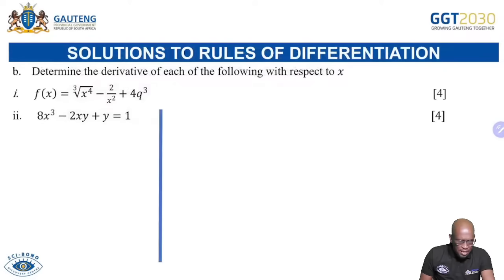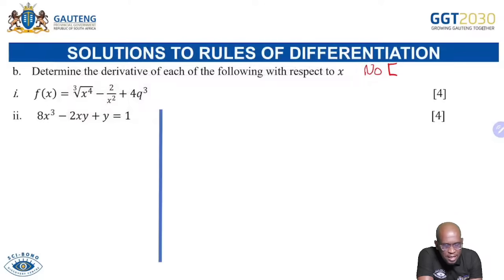And now, the rules of differentiation. What I normally say is that the basic rule here is that there should be no brackets, all right? There should be no radical signs, all right? And then there should be no fractions, all right?